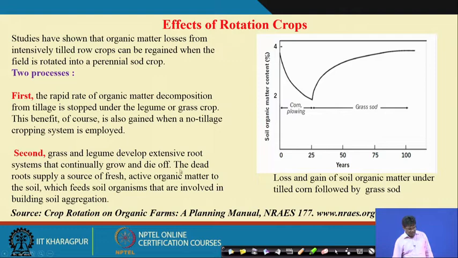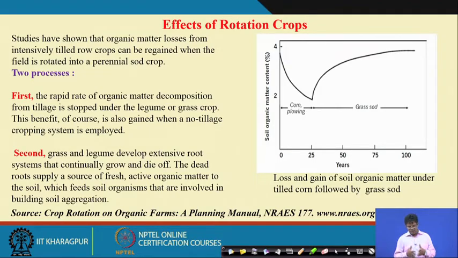Grass or legumes develop extensive root systems that continually grow and also die off. The dead roots supply a source of fresh and active organic matter to the soil, which feeds soil organisms that are involved in building soil aggregation. That means grass or legume crops leave a huge amount of crop residue in the soils. That helps the active organic matter, which acts as food for the native soil microbes, and they build up their populations over time. In that way they can build the soil aggregation and the soil organic matter content. This is how organic matter is lost and gained with the change of cropping systems.